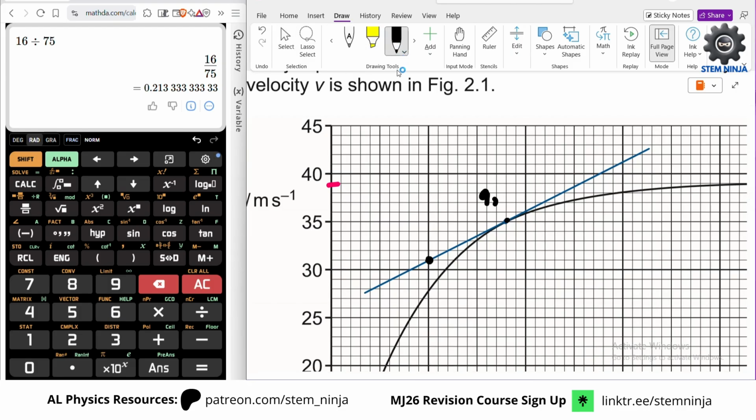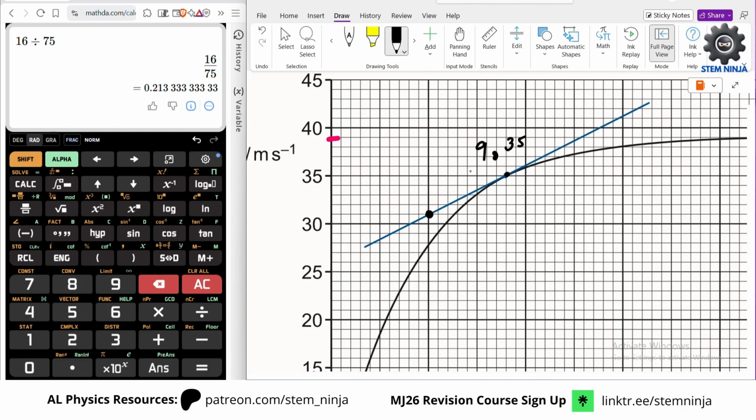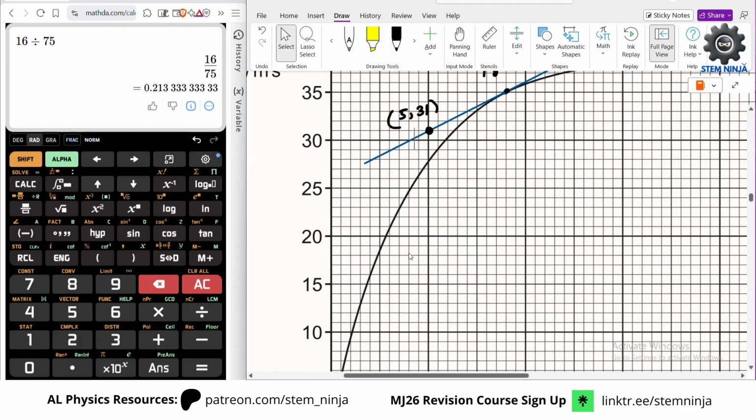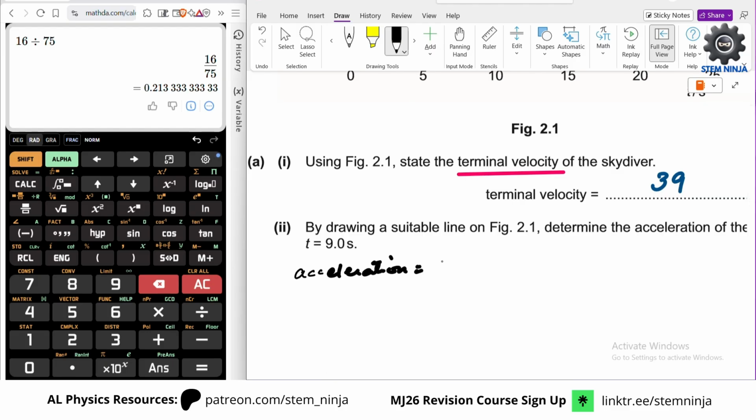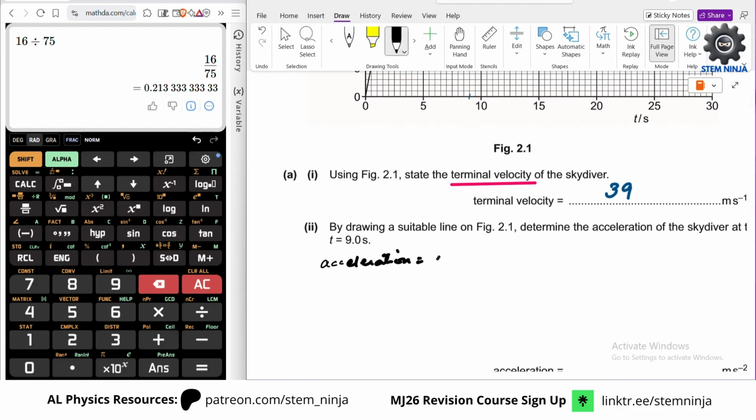9 and 35. The other one is 5 and 31. Okay, so we need just a tangent line, so we need a gradient. So acceleration is gradient of the tangent.